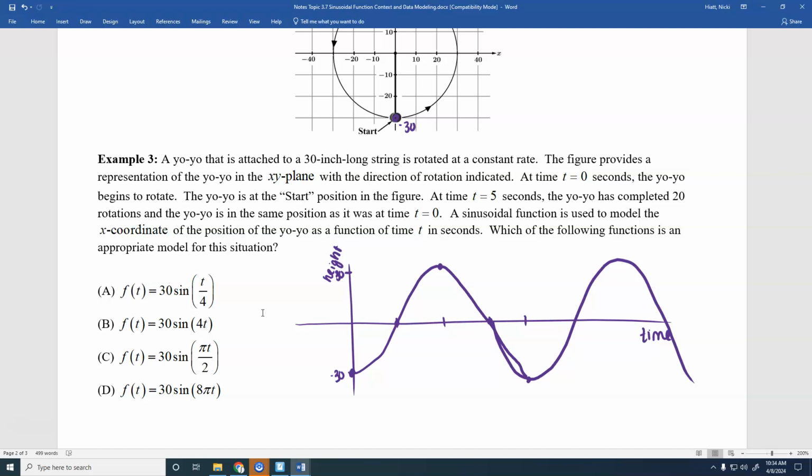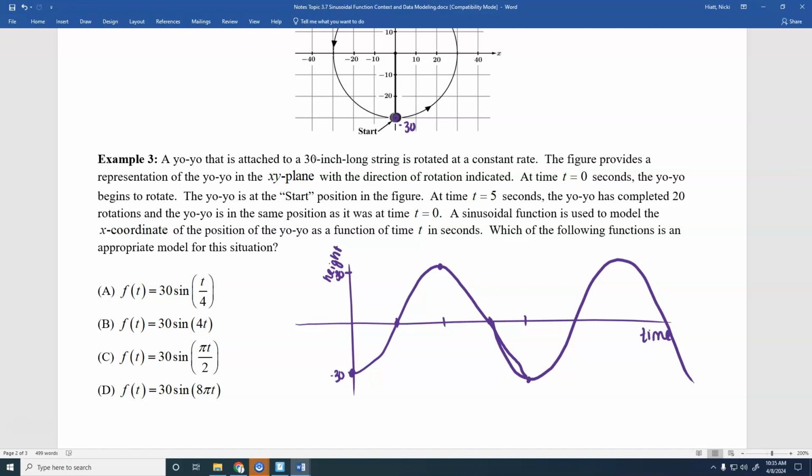So what information do they give us that would help us figure out what the period of this graph is? That is going to be the amplitude. That tells you how high or low this is going to go. At time 5 seconds, 20 rotations, and it's back to where it started, right? So we've got 20 rotations in 5 seconds. How many rotations would that be every second?